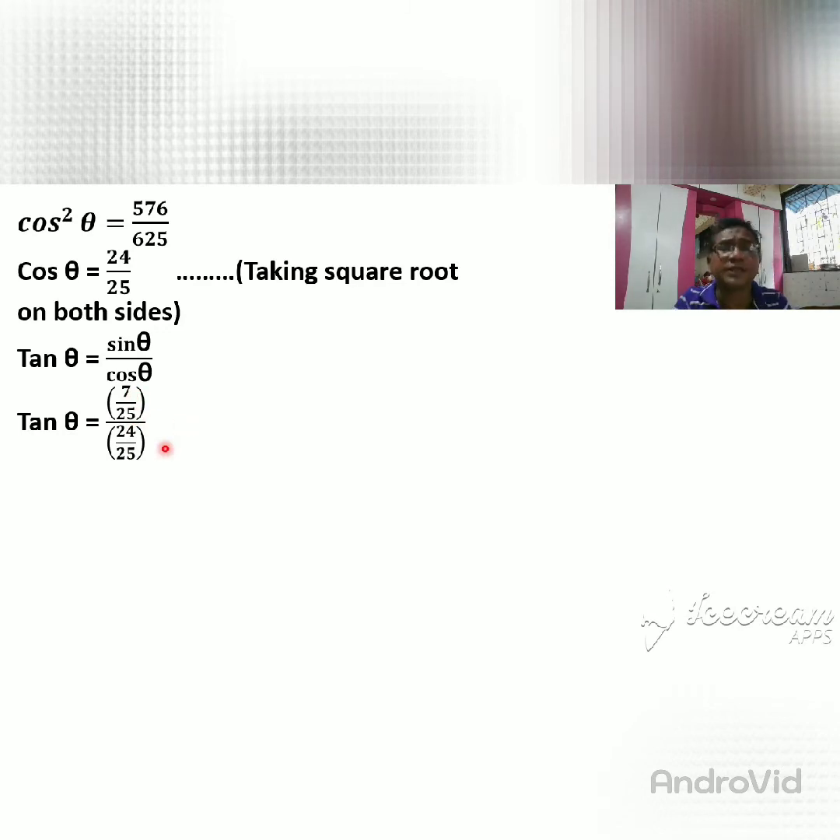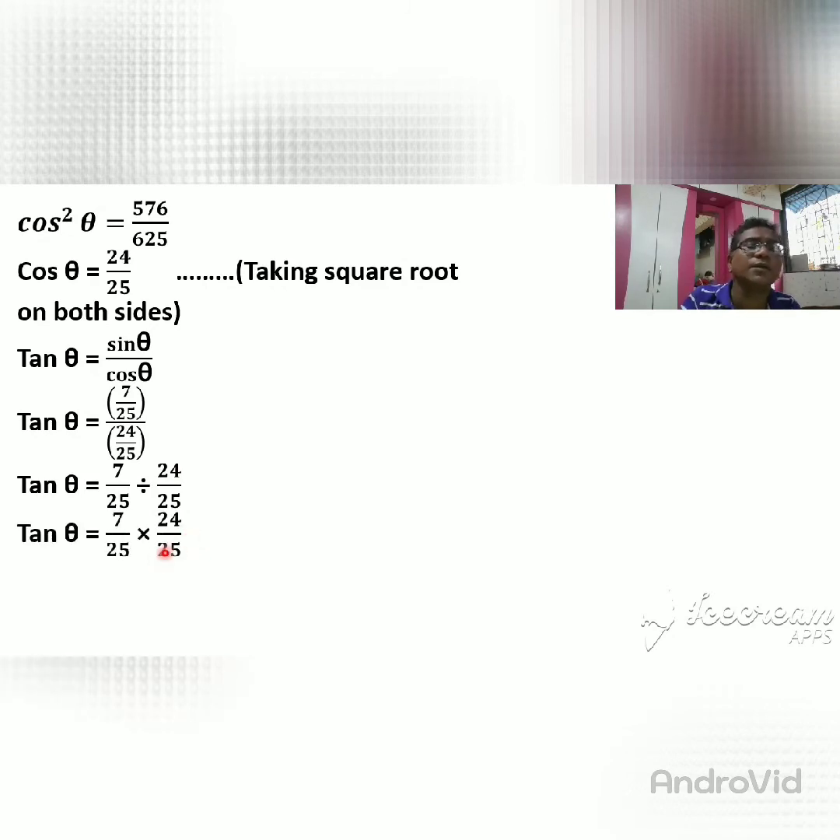So how can you divide very easily? See, here is the 25, here is the 25, they are cancelled. Your answer is 7 upon 24. See, here is 7 upon 25 divided by 24 upon 25. So the reciprocal you write here: 7 upon 25 into 25 upon 24. So 25 cancels. By mistake it is written in such a way on the screen. So remember that here is 25 and here is 24, because this is the divide process.